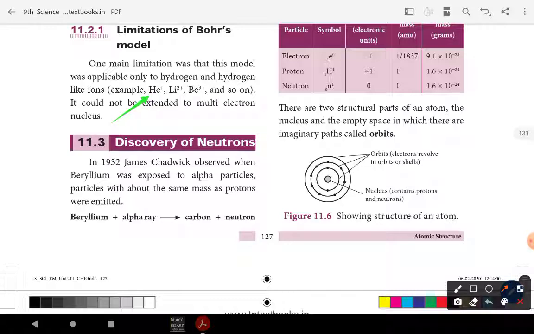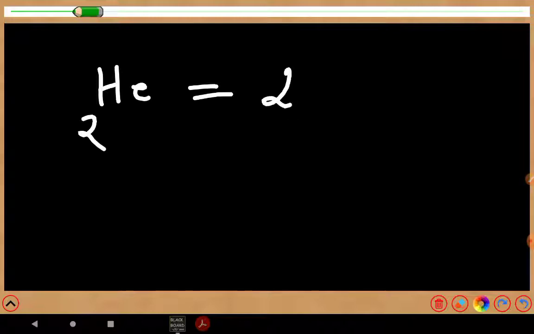Okay, then what is He plus, children? I just want to explain to you. Okay, actually helium, let me go on to this. See, helium, the atomic number is 2. That means it will have how many electrons, children? 2 electrons. இதில் எத்தனை எலக்ட்ரான் இருக்கும்? இந்த ஆட்டமில் வந்து 2 எலக்ட்ரான்ஸ் இருக்கும்.